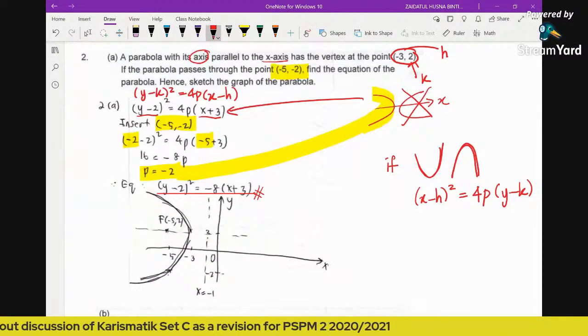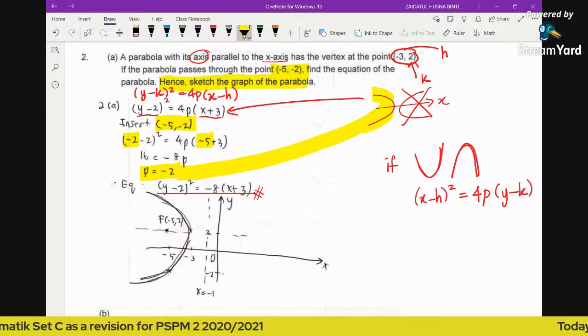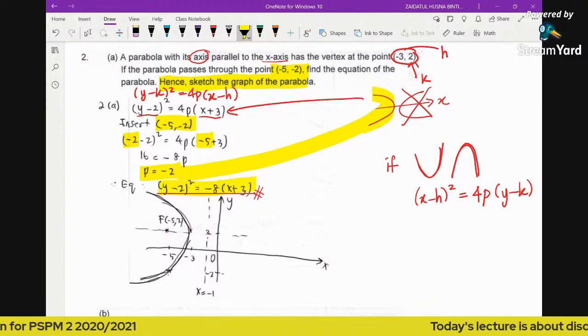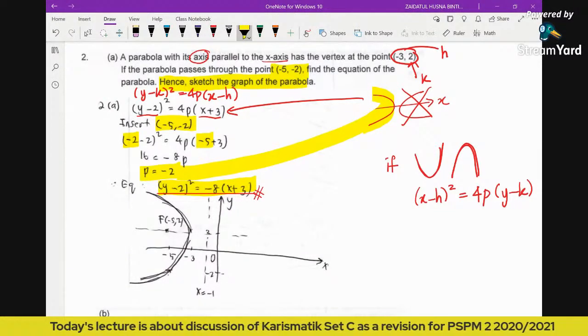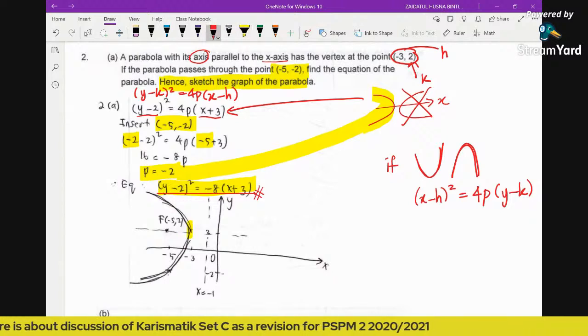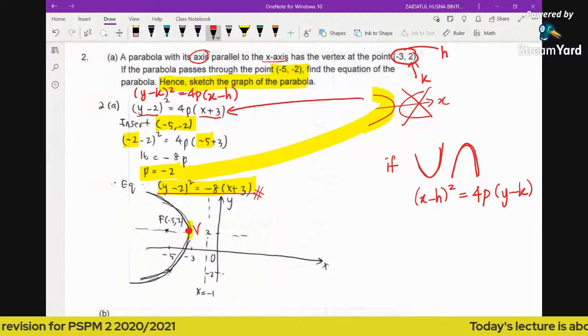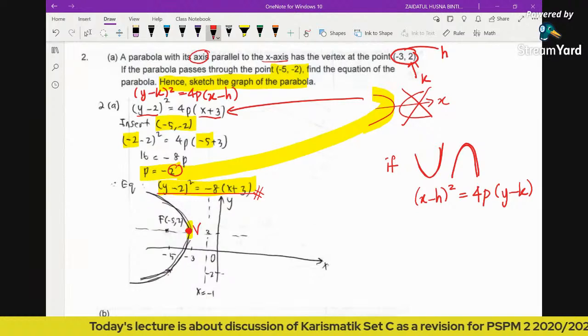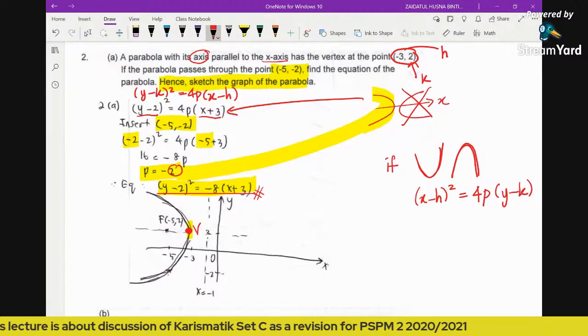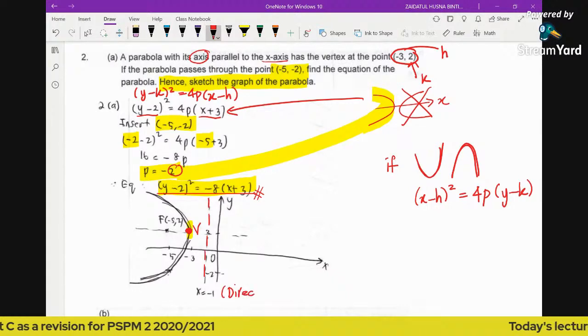Next, the question asks to sketch the graph. After we find the equation, substituting the value of p, you may sketch the graph. Now you know that the parabola opens left, so you first plot the vertex, negative 3, 2. From the vertex, it will move 2 units to the left because of the p here. So the distance here is 2. Moving 2 units to the left will give you negative 5, and moving 2 units to the right will give you negative 1. So this is basically the directrix.